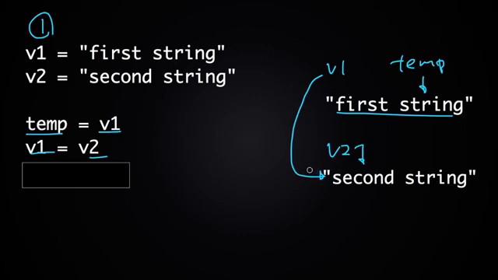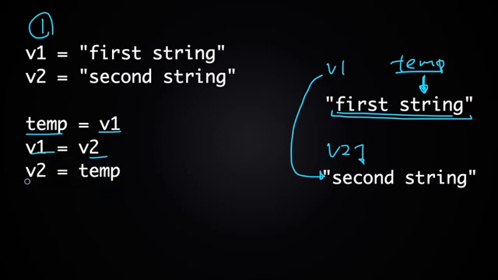And at this point, note that the first string, this string, is not lost yet because we have a variable pointing to that value. So after that, all you need to do is refer v2 back to whatever temp refers to, which is first string. So v2 will refer to first string after these lines of code, and then v1 will refer to second string. And this little pattern of using a single variable to switch the values of two variables is actually really important to know, because it's a very common pattern to use for any programmer.